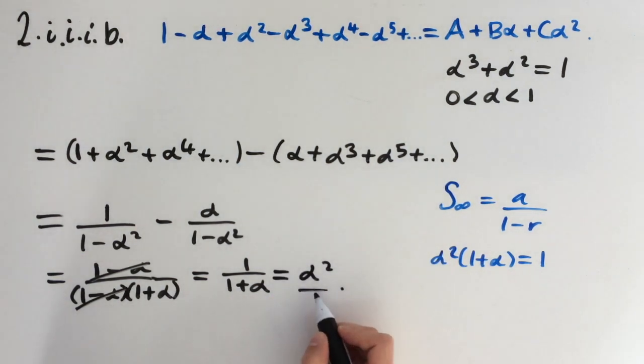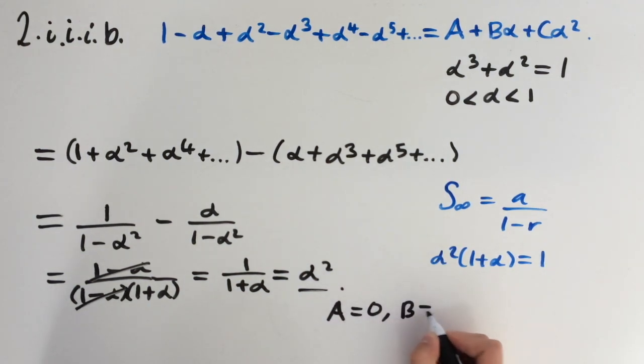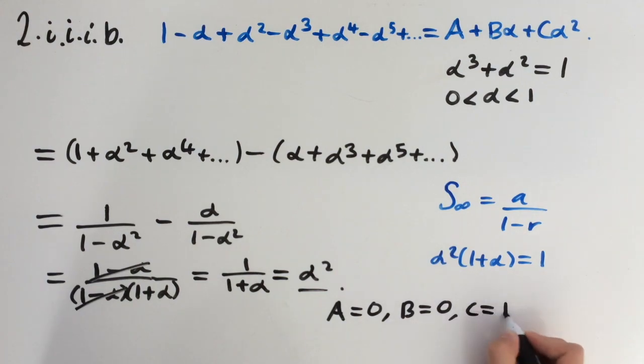This is a quadratic expression. So in this case, A equals 0, B also equals 0, and C equals 1. So there you go.